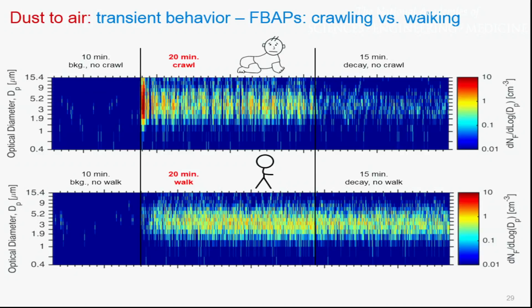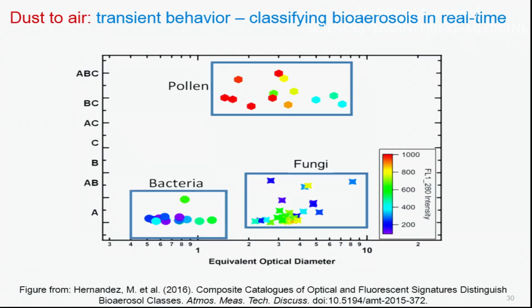If the baby was crawling, if they stopped crawling, we'd see changes in the size distribution and the concentrations of these particles, and the same for walking. So that was just total fluorescent particles. We can go a bit further and use some of the information from these instruments, such as the intensity of fluorescence of the particle, different fluorescence channels, and optical diameters and shape, symmetry factor, to classify the fluorescent particles in real time as either pollen, bacteria, or fungi.